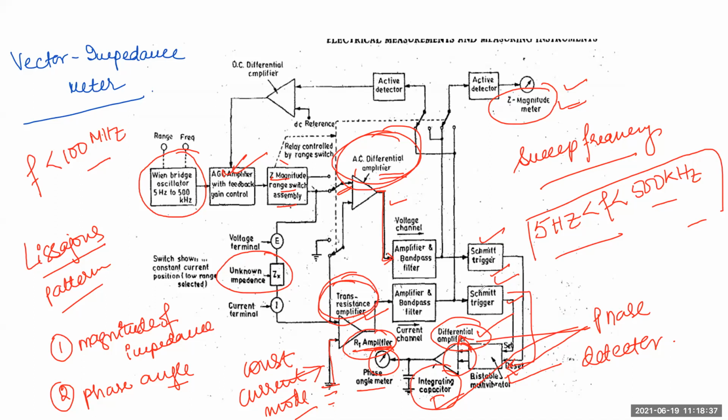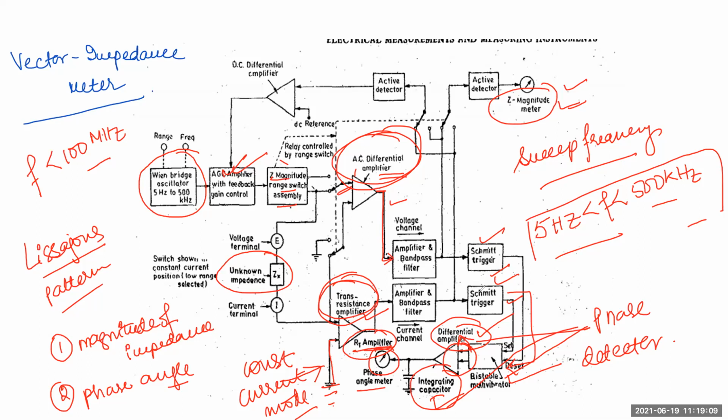Okay, when we are measuring the magnitude of impedance, we go with a Wien bridge oscillator, AGC amplifier, and there again we shift to two methods: constant voltage method and constant current method. So those things you have to learn. And in phase angle measurement, you need a phase angle meter, which is connected with a Schmitt trigger, bistable multivibrator, differential amplifier, and integrating capacitor. So once you chalk out this total picture, you can easily write everything on your own.